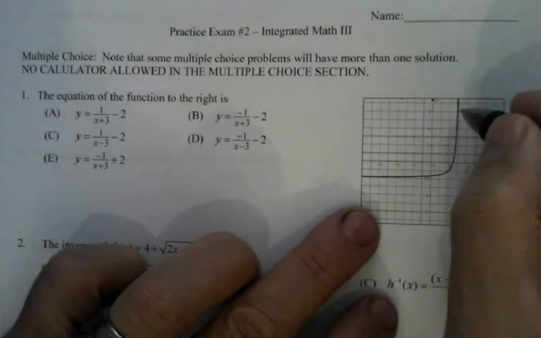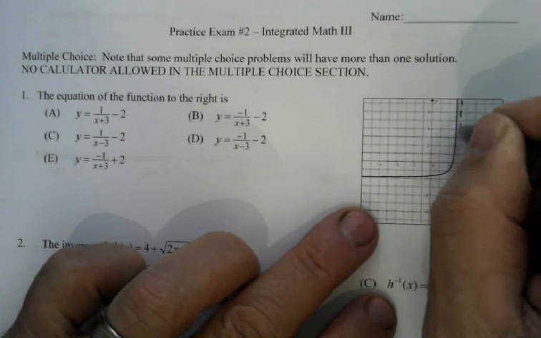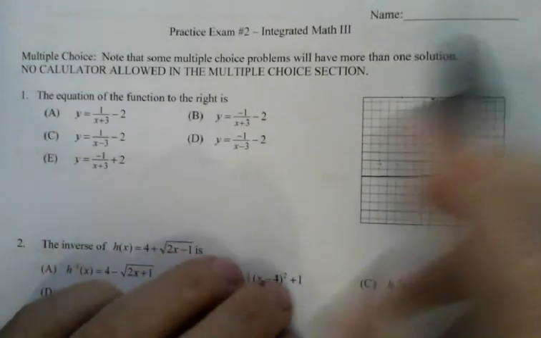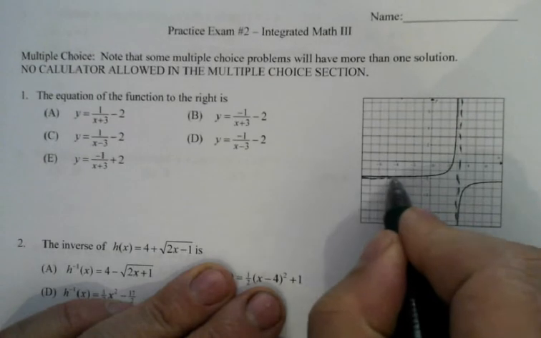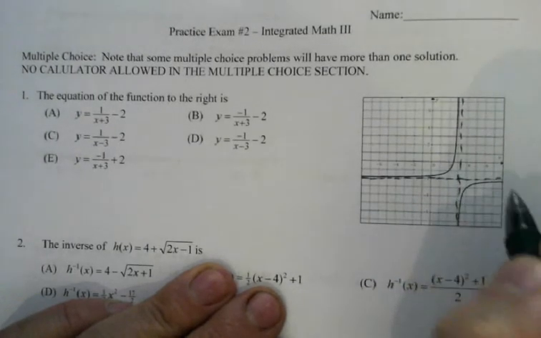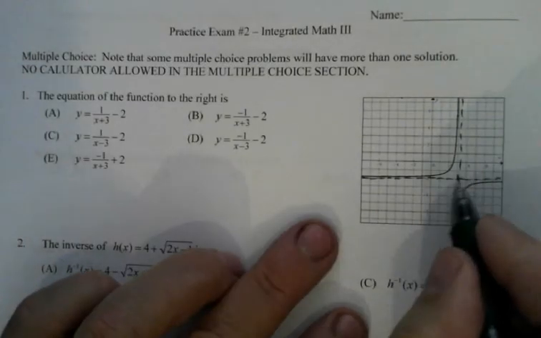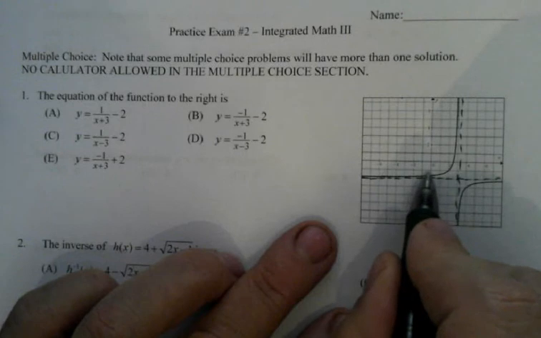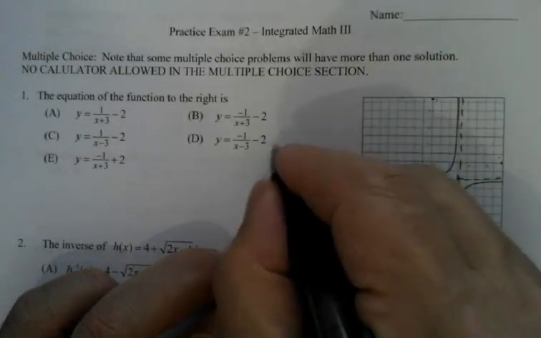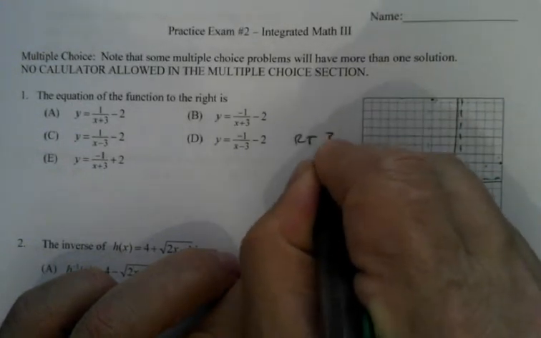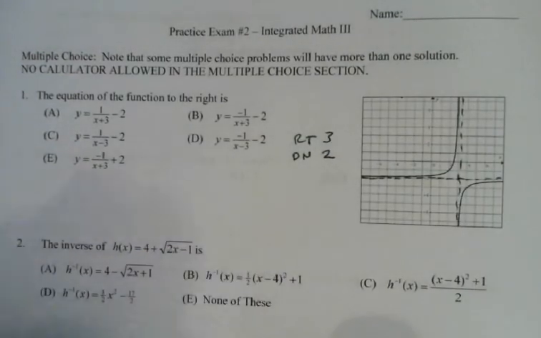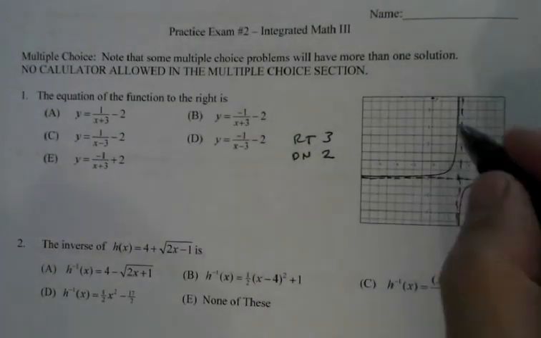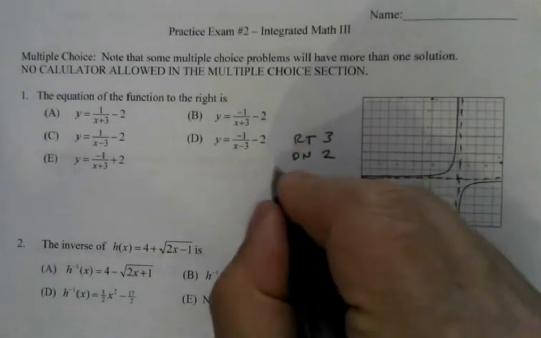Now you should recognize that this parent graph is 1 over x, but that part's already pretty much given to you because those are all of our choices. I should realize that this has been shifted to the right 3 and down 2. So right 3, down 2. And it's flipped.